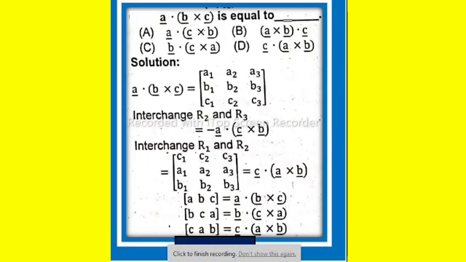In this lecture, I will solve Pakistan Public Service Commission 2011 MCQ, that is vector A dot into B vector cross C vector is equal to. Solution: vector A dot into B vector multiply C vector is equal to the determinant with rows A1, A2, A3, B1, B2, B3, C1, C2, C3. Interchanging row 2 and row 3, it is equal to minus A vector dot into C vector multiply B vector.